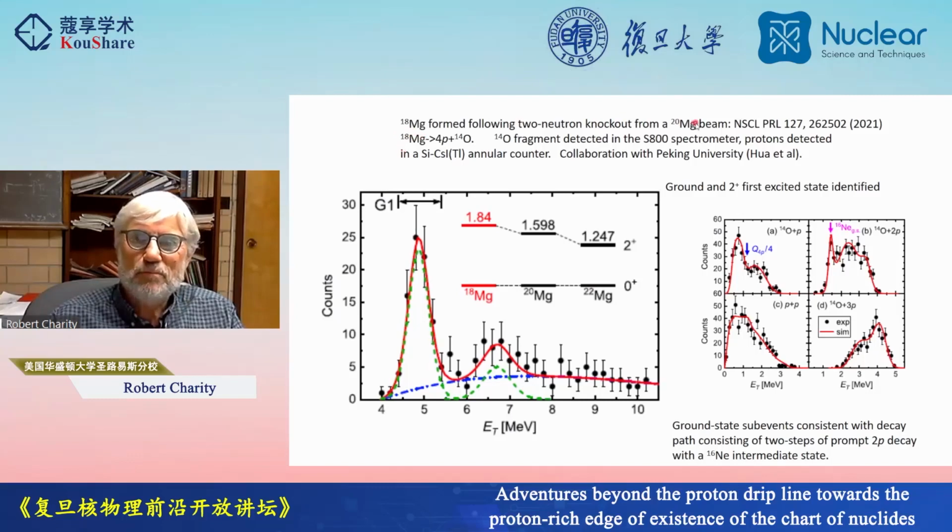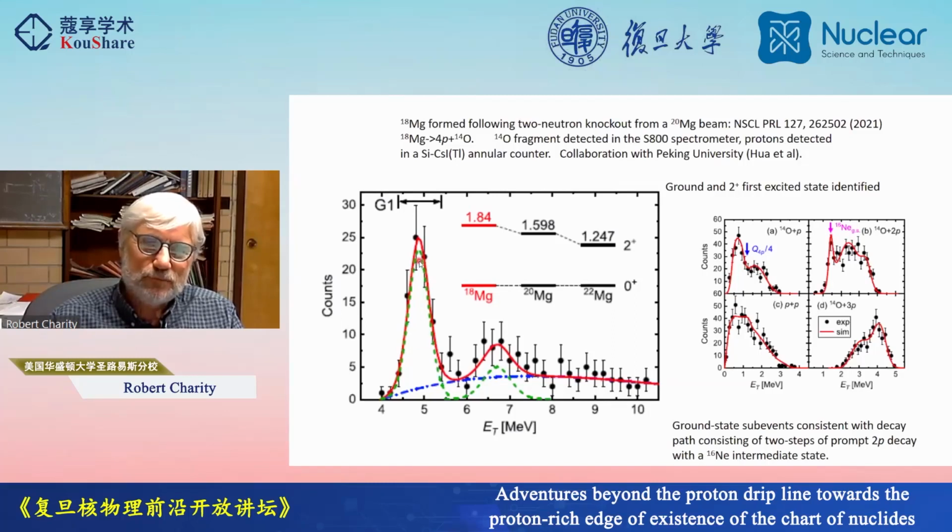Magnesium-18 was made from magnesium-20 by knocking out 2 neutrons. There's a very nice clear ground state peak, some background, and then what looks like the first excited state, the 2+ state. The location of that gives some interesting information about the fading of shell effects near N=8, but I don't want to go into that. With limited time, I was going to talk about the ground state.